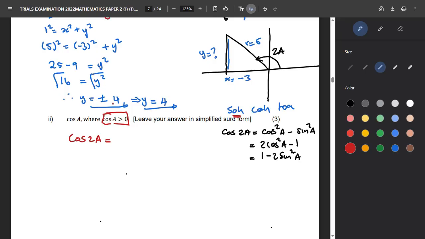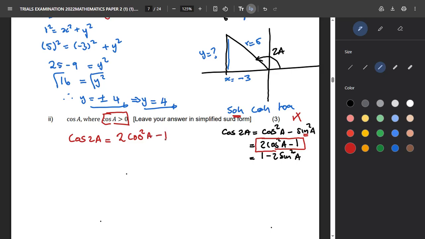We need to find cos A, and the one that gives us cos A only, because I only need to work with cos, is this one. This one will give me cos A. Even the first one has cos A, but it won't work because I have sine squared, which makes everything more complicated. So I want to choose the easy one. So I can say this is 2 cos squared A minus 1.